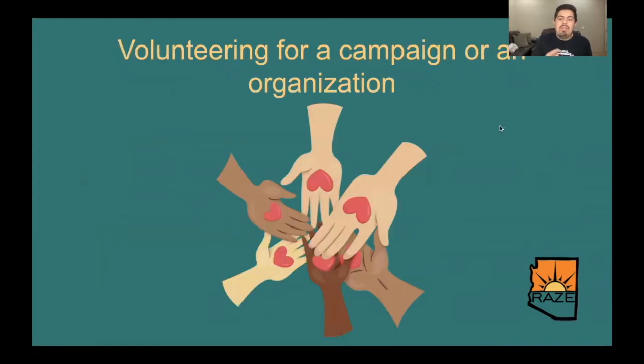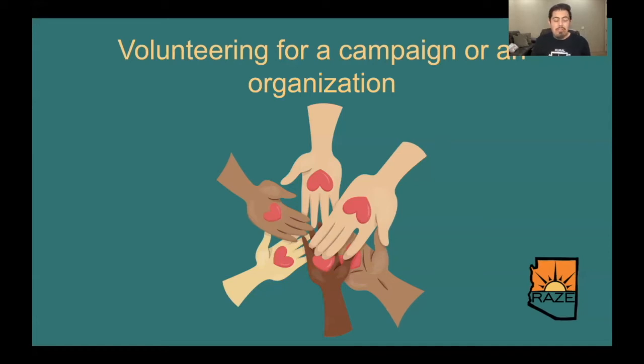All right, so now we're going to talk about volunteering for a campaign or for an organization. So if you want to do more beyond writing your letter to the editor, and you actually want to get your hands a little dirty, maybe go out into the field and knock on doors and talk to voters or make phone calls or work for an organization that is doing work on the specific issue that you are interested in, volunteering for a campaign or an organization is something that is very important.